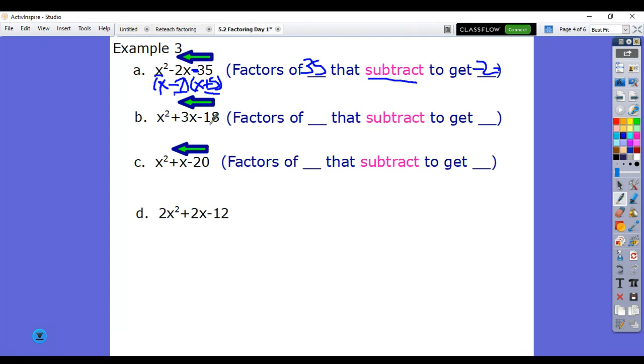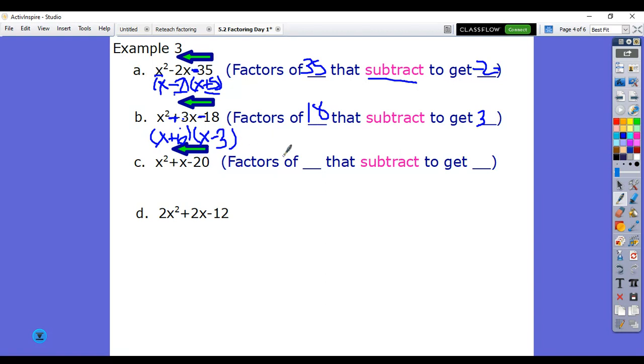All right, no GCF, 2 parentheses. X squared breaks into x and x at the beginning of each parenthesis. Factors of 18 that subtract to get 3. So we've got 1, 18; 2 and 9; 6 and 3. Notice 6 and 3 are the factors I need. Since it's a negative 18, the signs are opposite, so the biggest number needs to match the middle, which is plus. So the 6 gets the plus, the 3 gets the minus.